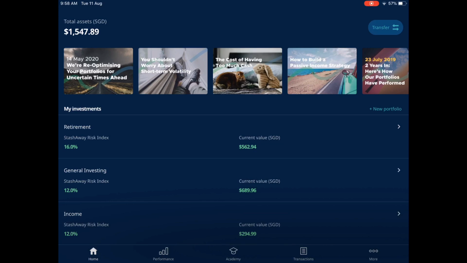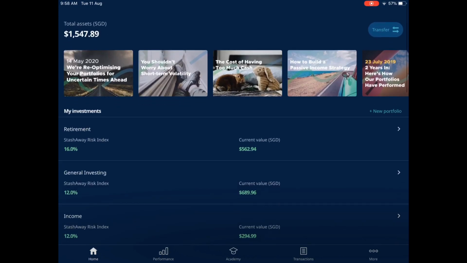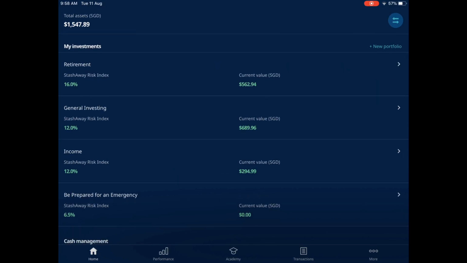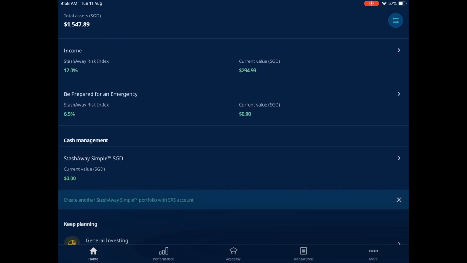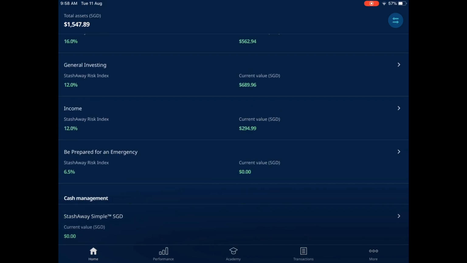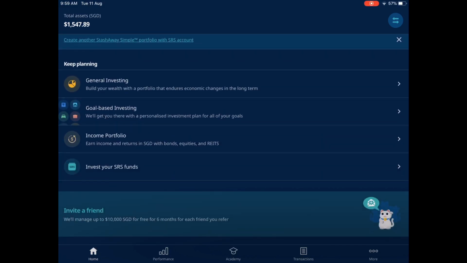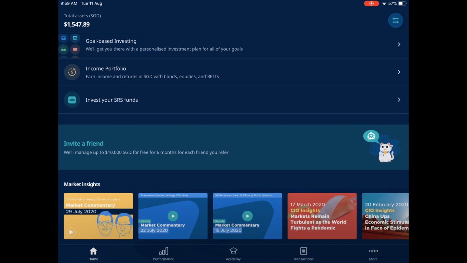And with this design, it's quite straightforward and clean, so that you are able to know what you're looking at. Like the top left corner will be the total assets that you have up to now, by adding all your portfolios. Followed by that will be all the investment portfolios that you have created. Of course, you can have 1, 2, 3, 4, 5, up to you, depending on how many goals or how many portfolios you want to diversify. Then other than that, you have the other planning tools that you can use, and you can also invite your friends.